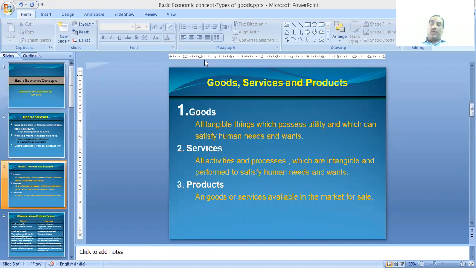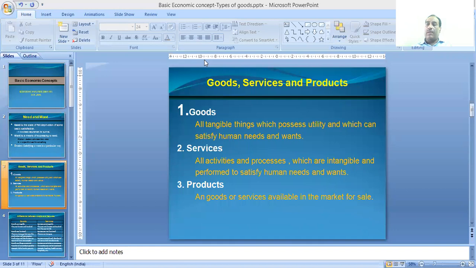So it is very important here that you understand that tangible things are goods. It has utility and it can satisfy human needs and wants. So goods are needed, goods are demanded, goods are required to satisfy human needs and wants.